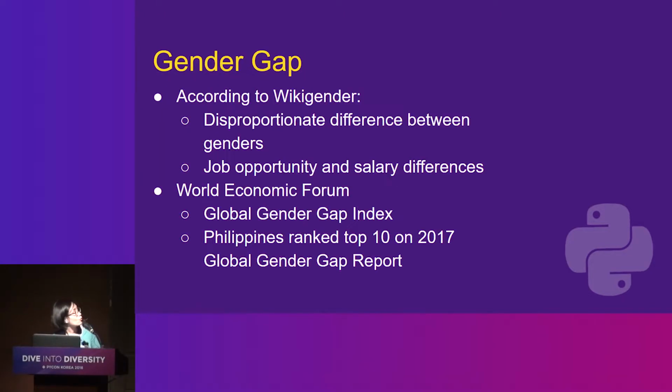Cool. So what's this gender gap issue, and why do we need to care? I picked two definitions from Wikigender. The first one is, there is a disproportionate difference between genders that may be influenced by our social environment. So what does this mean?